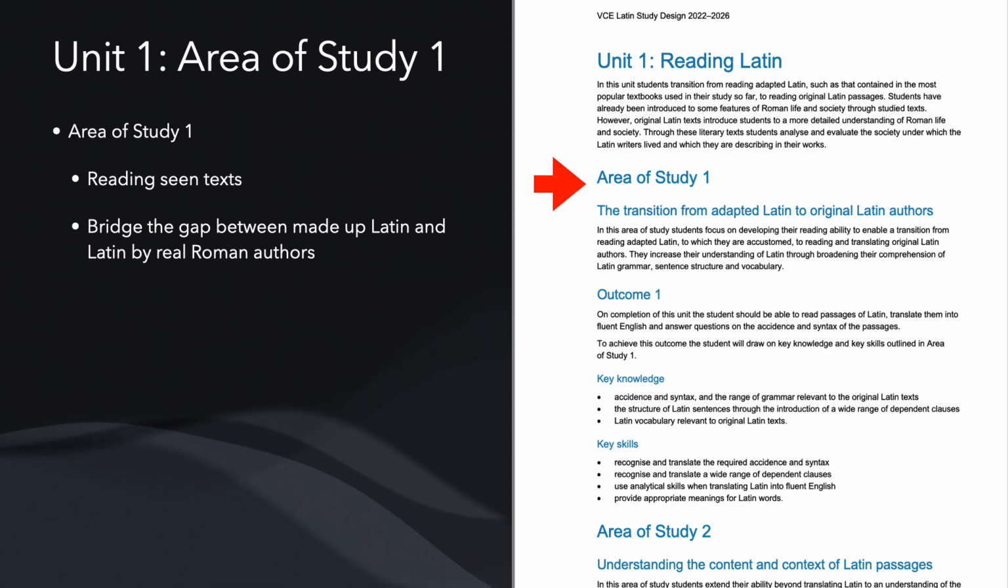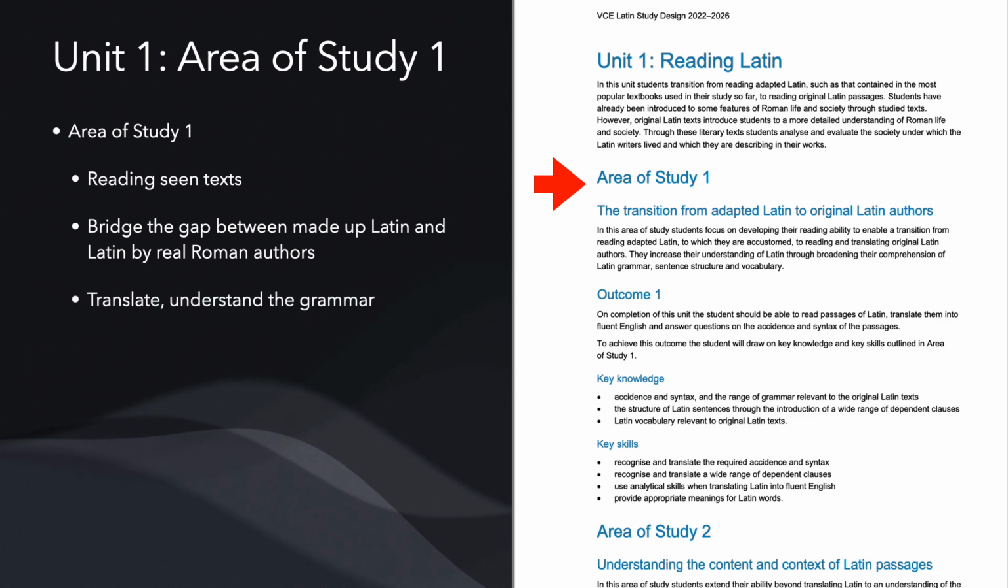So in Unit 1, Area of Study 1, maybe there'll still be some slight adaptations happening. It could be that your teacher might just rearrange the word order slightly. So the subject, instead of being 5 lines down, is actually at the start of the sentence where you might expect it. Or they might cut out, if the author is digressing, as Roman authors tend to do, a few paragraphs or even sentences here and there, just so the narrative flows a bit better.